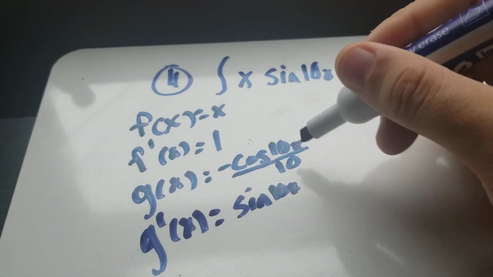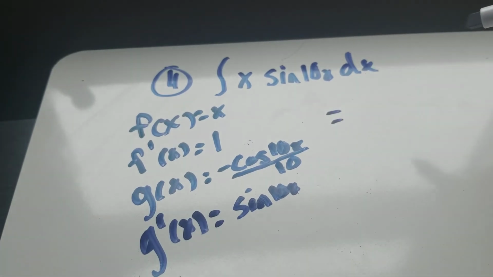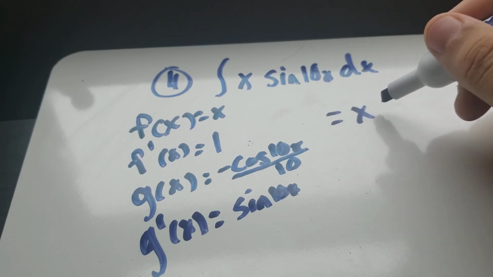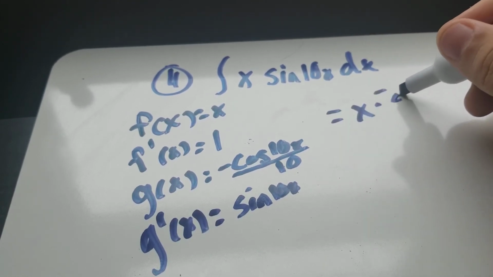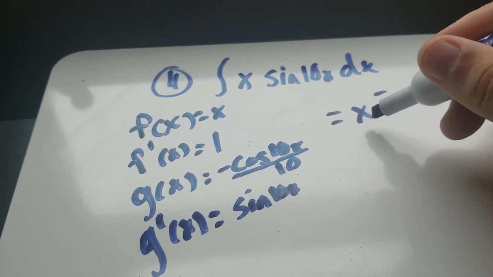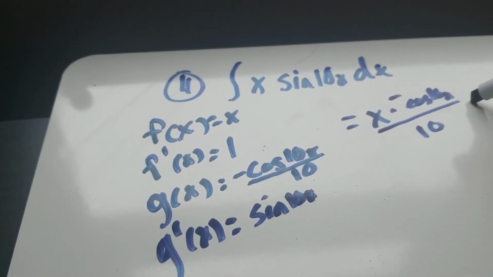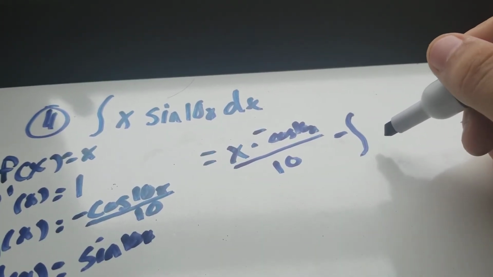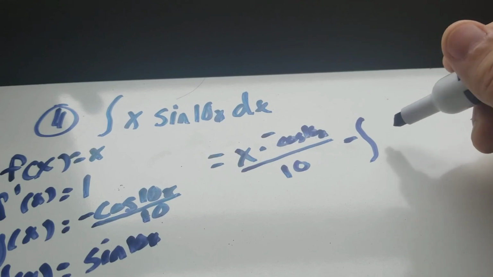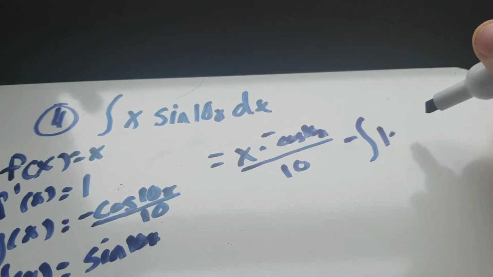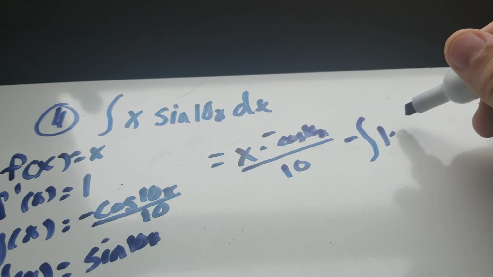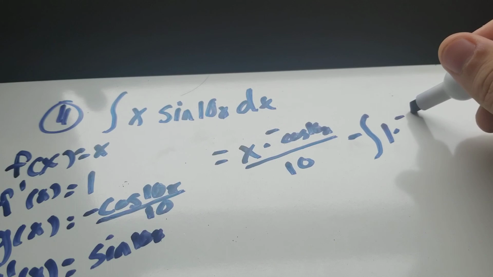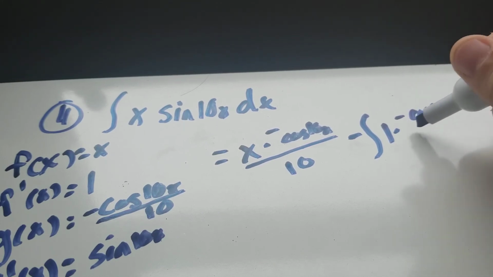All right, so all our bowling pins are ready to get knocked over. So f of x is x, and g of x is negative cosine 10x all over 10. Minus, we have our integral. The integral is f prime of x times g of x, because we wanted to get rid of f of x, and that's negative cosine 10x over 10.